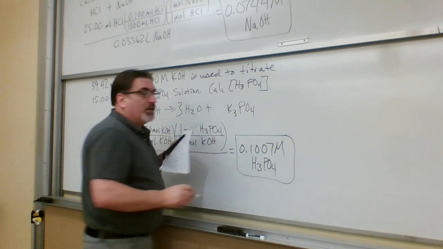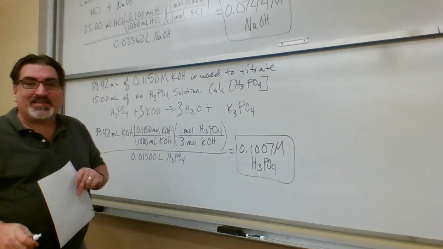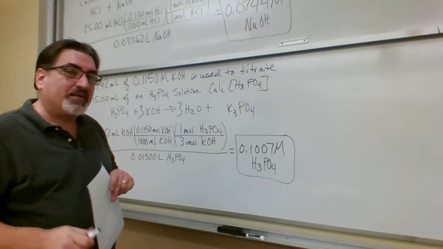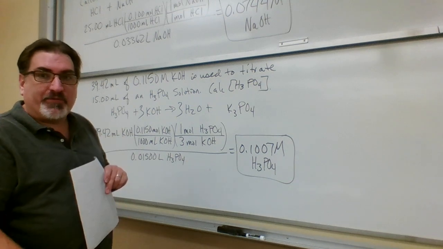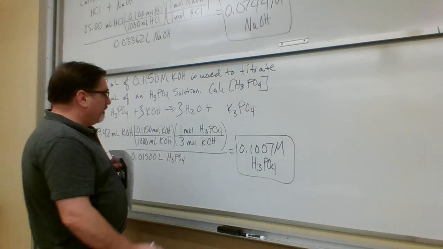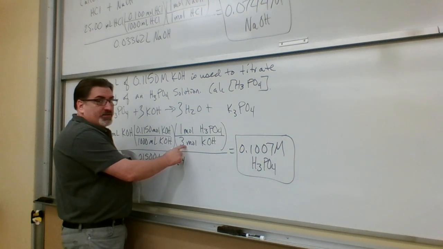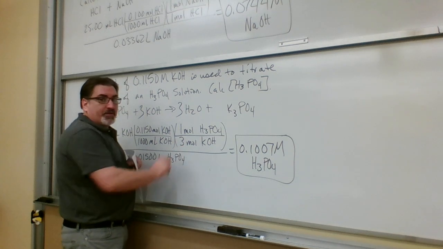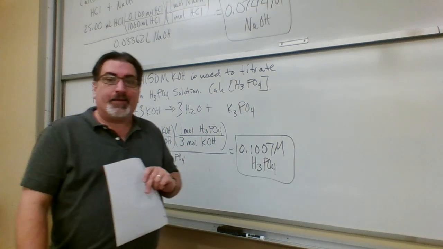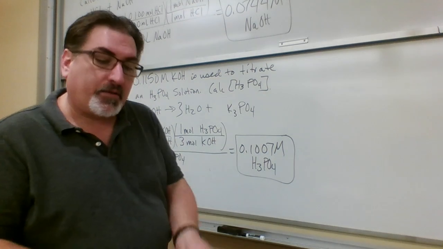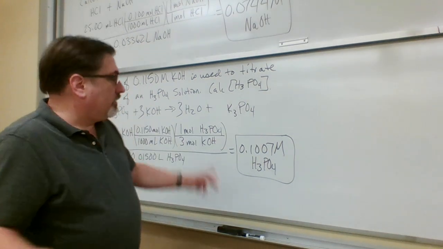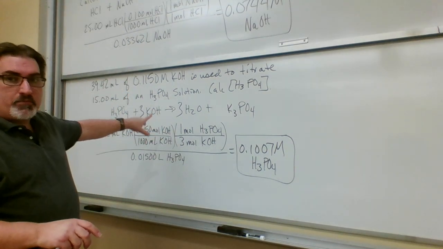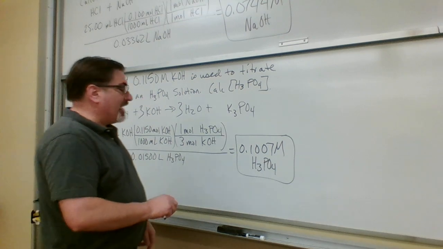H3PO4. The polyprotic acid titrations are why you can't solve titrations just flat out using M1V1 equals M2V2, because M1V1 equals M2V2 does not have a stoichiometric step in there. There's no mole conversion in that step or in that solution style. So this is an example of a polyprotic acid-base titration.